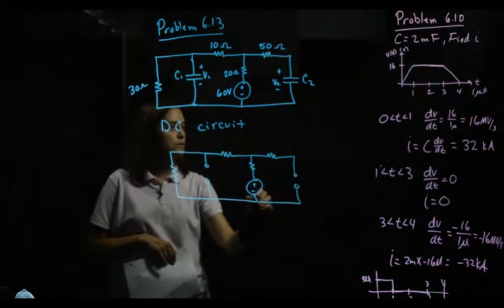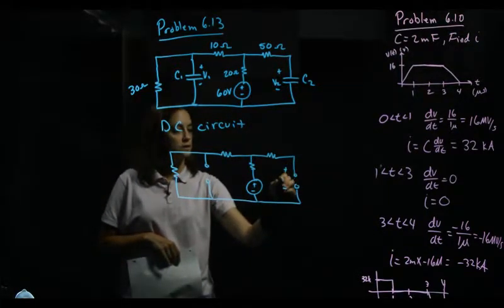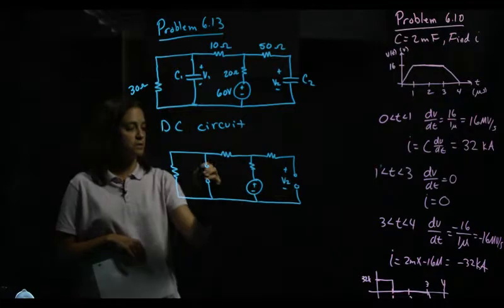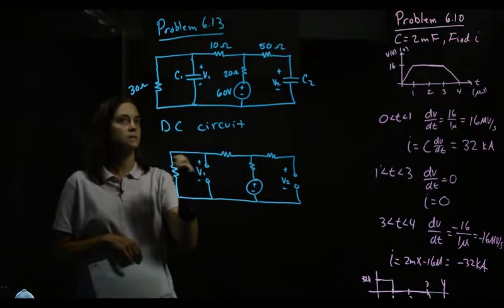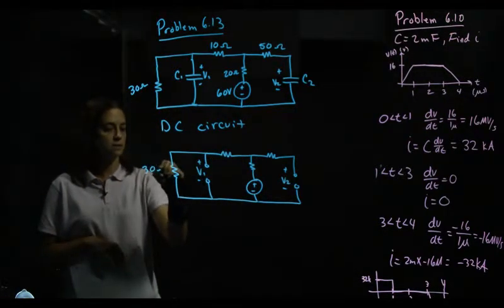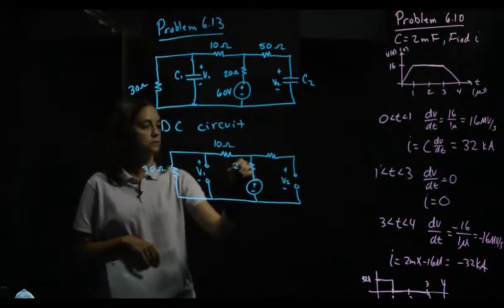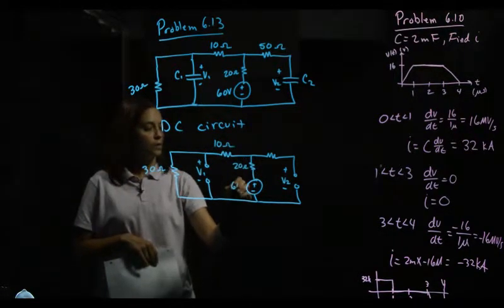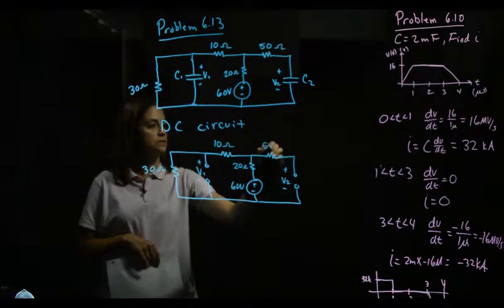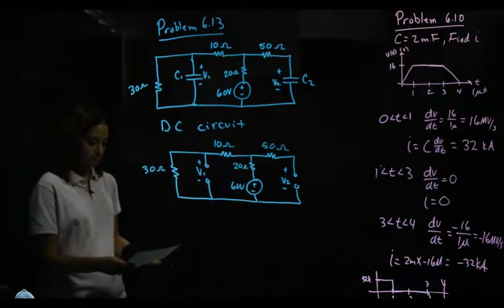Now that they're open, I know that my current there is 0, but that doesn't mean my voltage there is 0, right? Voltage is the potential difference between two places. There's still a potential difference between those two nodes. And we want to find what that potential difference is. So there we go.